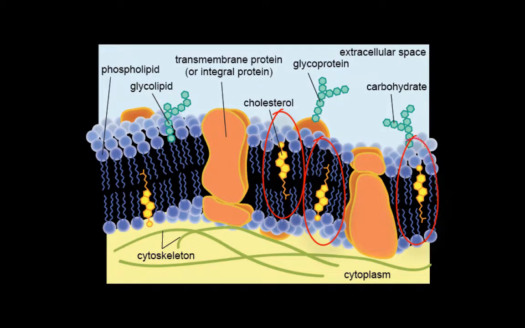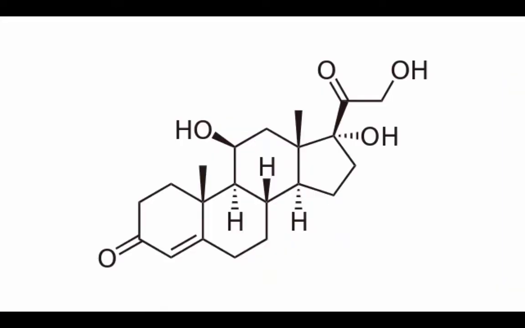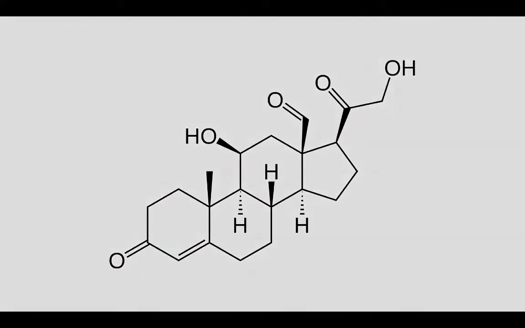Cholesterol is a structural component of cell membranes, which improves the flexibility and fluidity of the membrane. Testosterone and estrogen are chemical signals known as hormones. Cortisol is an anti-inflammatory, while aldosterone helps with blood pressure.